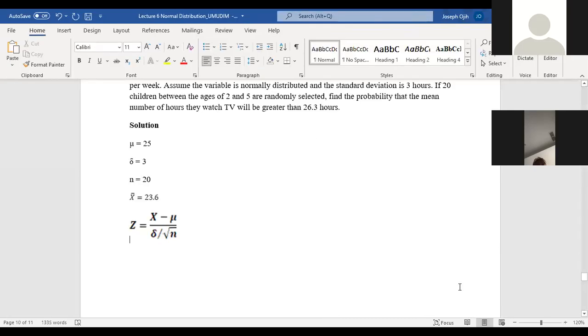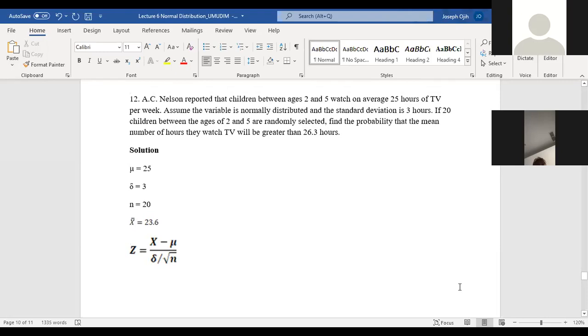Okay, good. So our population mean is 25 and standard deviation is 3. And then sample size is 20. X bar becomes 23.6. Oh, sorry, actually it should be 26.3, not 23.6. 26.3. Okay, I'm going to fix this now.